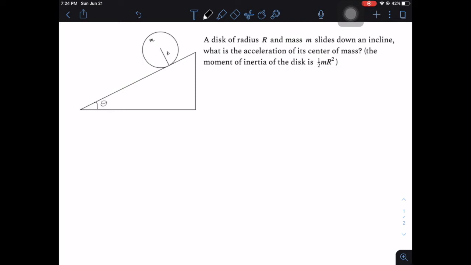Today we have a disk of radius r and mass m that slides down the incline. What is the acceleration of the center of mass when it's down the incline? The moment of inertia of the disk is 1/2 mr squared. So, I want you to pause the video and try it on. If you try, come back to the video, and then we will solve it together.